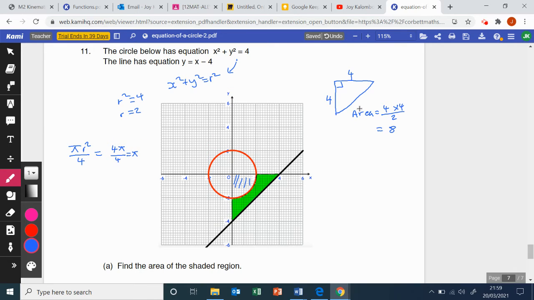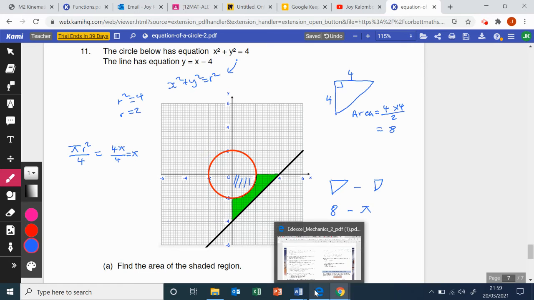So now I've got the area of the triangle and the area of the quarter circle, and we find the difference between the two. So that's the triangle take away the quarter circle. Trying to make those look different. That's 8 minus pi. That's the area.